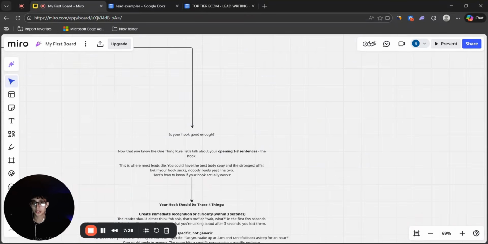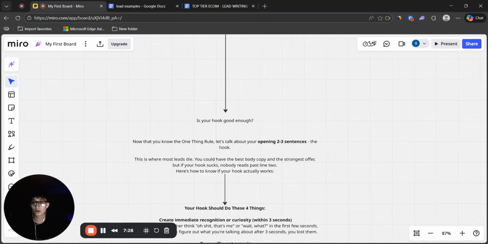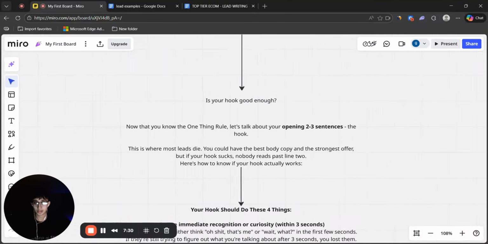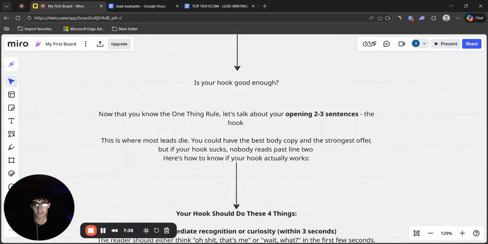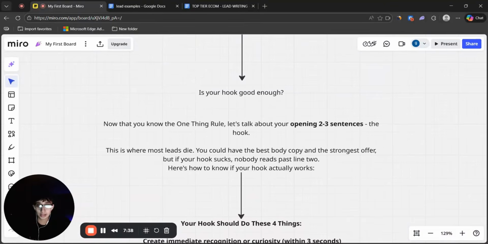Is your hook good enough? I'm going to go over how to know if your hook is good enough. Now that you know the one thing rule, let's talk about your opening 2 to 3 sentences, the hook. This is where most leads die. You could have the best body copy and the strongest offer, but if your hook sucks, nobody reads past line 2. Here's how to know if your hook actually works.